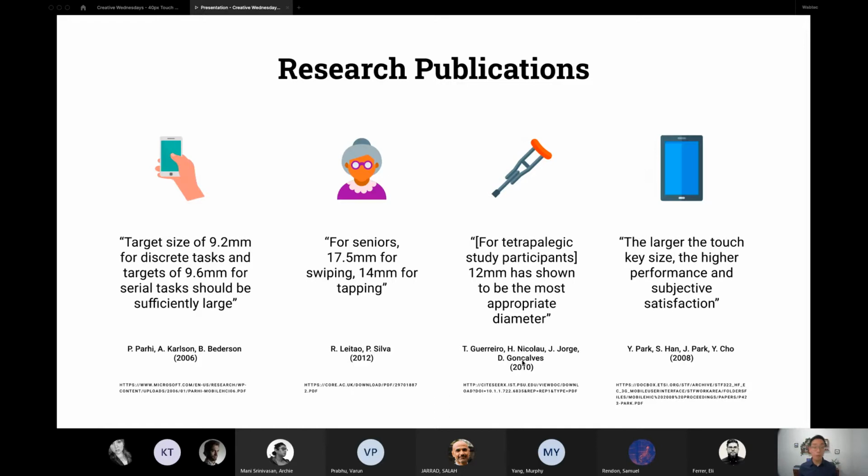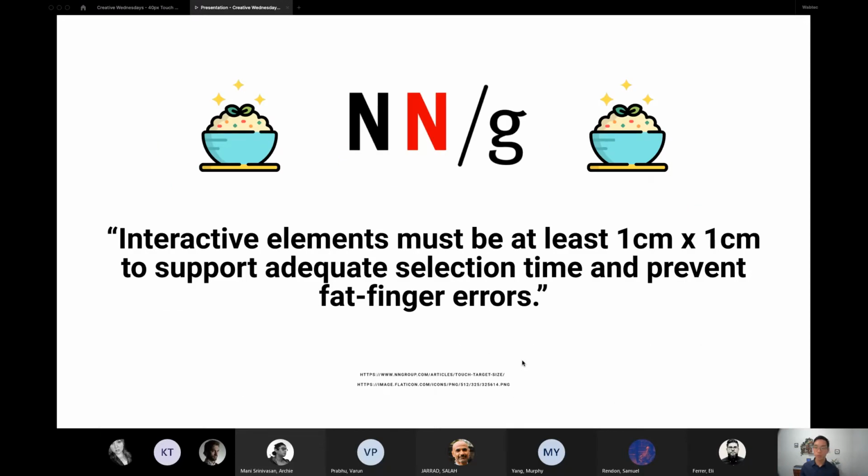What are we going to use for us? What's just an easy number to go forth with? And for that, I propose that we use the gold standard set by Nielsen Norman, who took these studies into consideration and other studies as well. And they said, interactive elements must be at least 1 centimeter by 1 centimeter to support adequate selection time and prevent fat finger errors. So at least 1 centimeter by 1 centimeter.